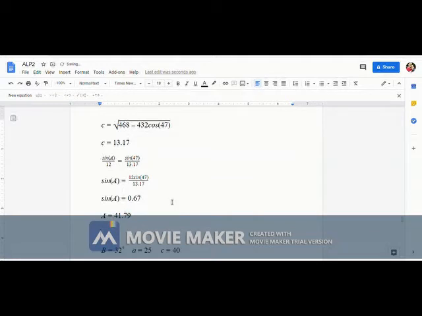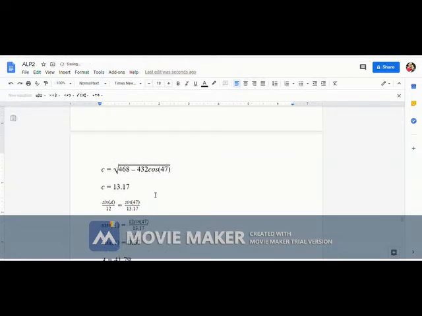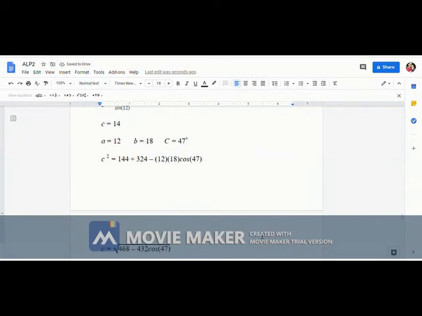Now for angle B, we don't have to use the law of sines since we have two angles. We can just set it equal to 180 minus 47 minus 41.79, and that equals 91.21. Alright.